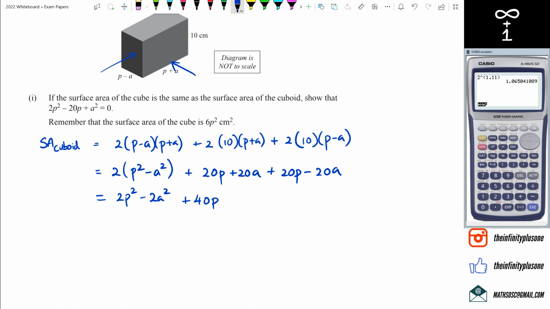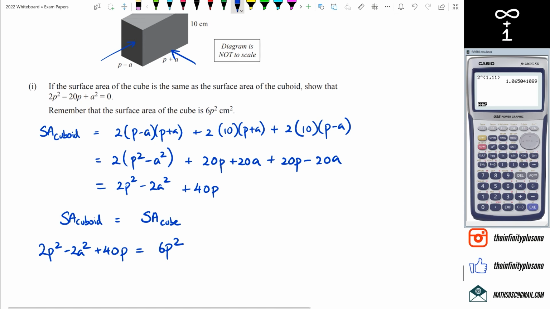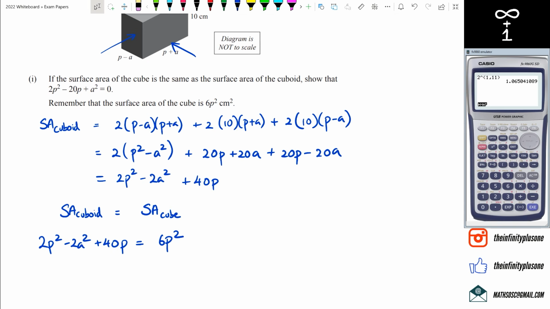So when we put the surface area of the cuboid equal to the surface area of the cube, we're going to put 2p squared minus 2a squared plus 40p equals the surface area of a cube, which is 6p squared. Is that right so far? Yep, that's right so far. We're going to put this equal to 0. We've got 6p squared minus 2p squared plus 2a squared minus 40p. So 0 is equal to 4p squared plus 2a squared minus 40p.